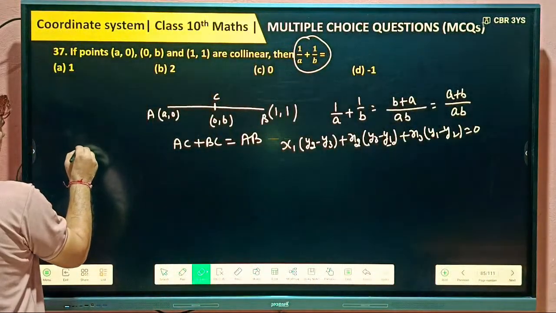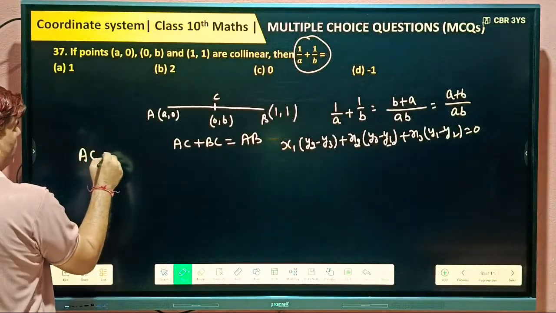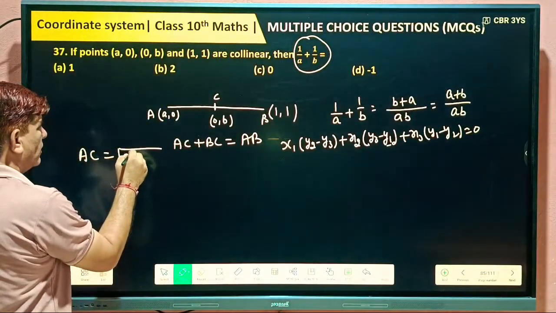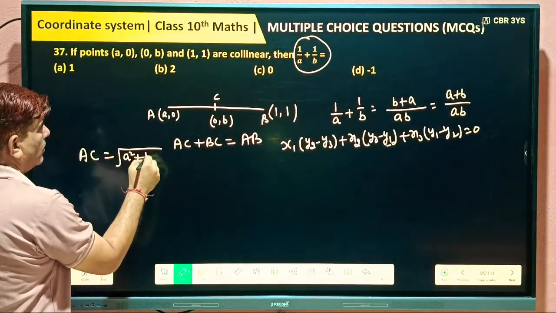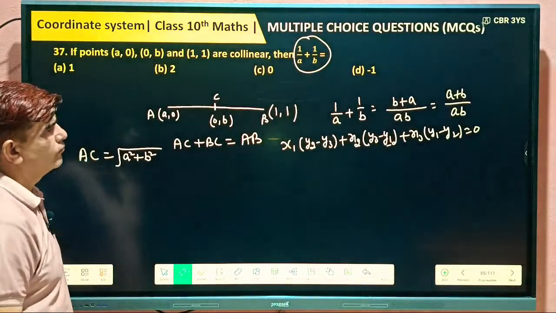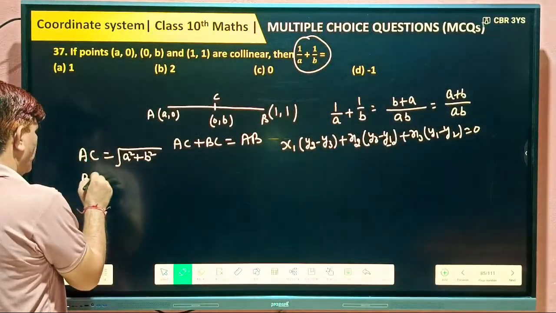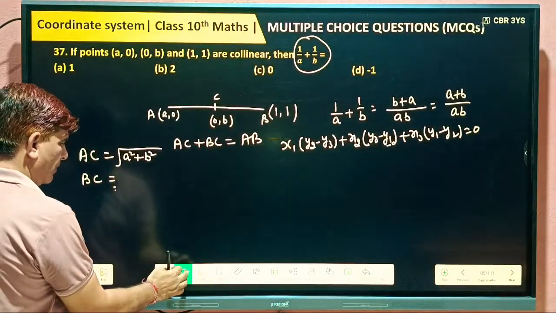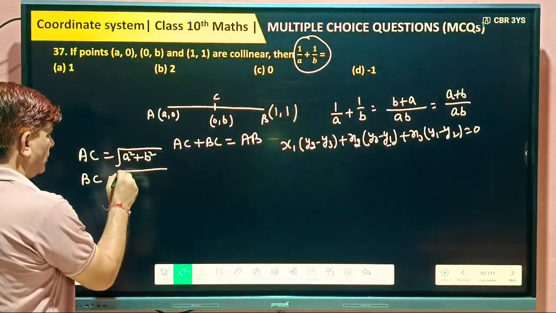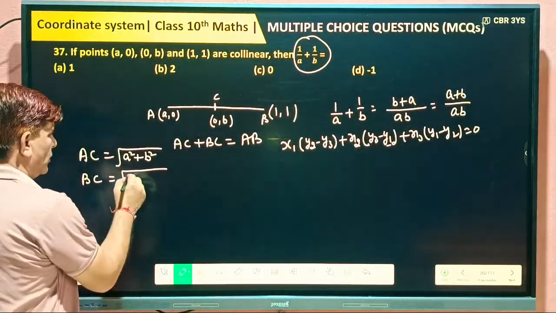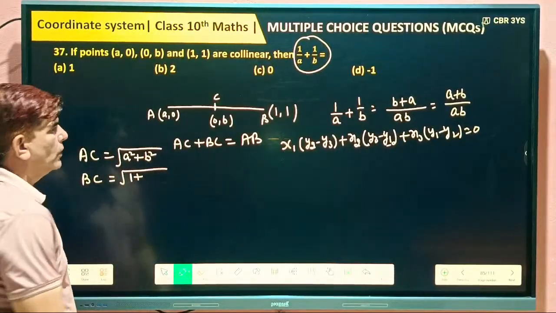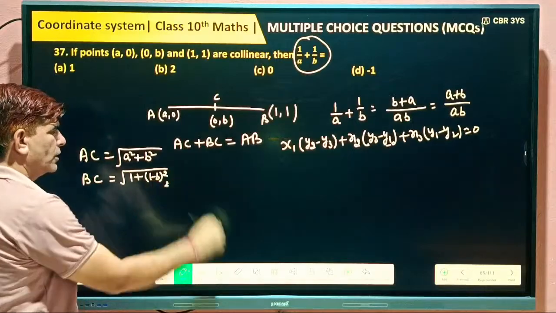How? First we can find out AC. AC is under the root, 0 minus A square plus B square we can say. AC: A minus 0, A square, and 0 minus B square. Then what can we find out? BC. What's your BC? BC means under the root, 0 minus 1, 1 square, plus 1 minus B whole square.